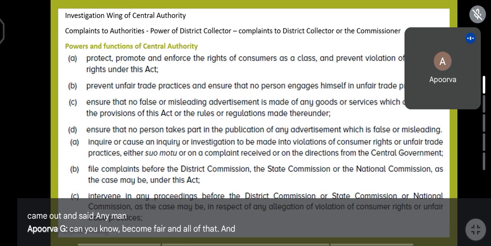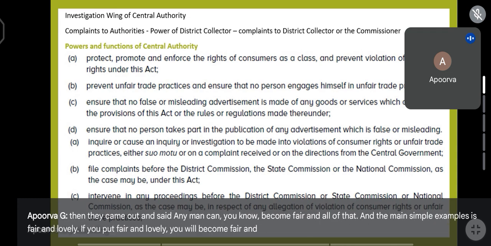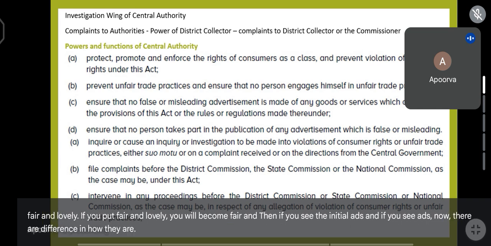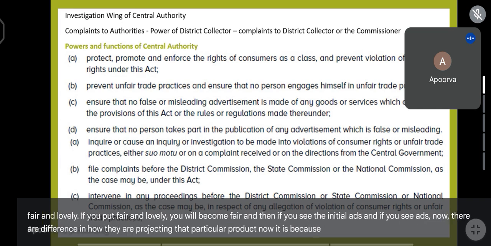And the main simple example is Fair and Lovely. Like if you put Fair and Lovely, you will become fair. And then if you see the initial ads and if you see ads now, there are differences in how they are projecting that particular product. Now it is because of this act.